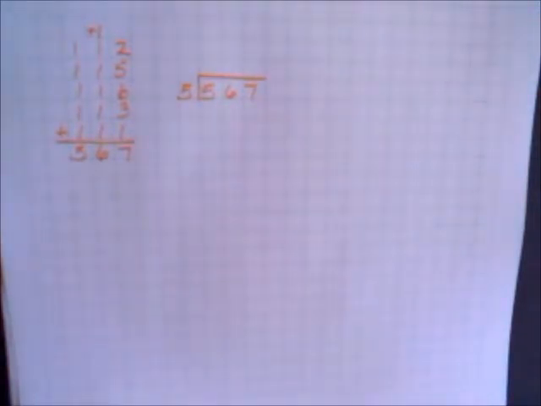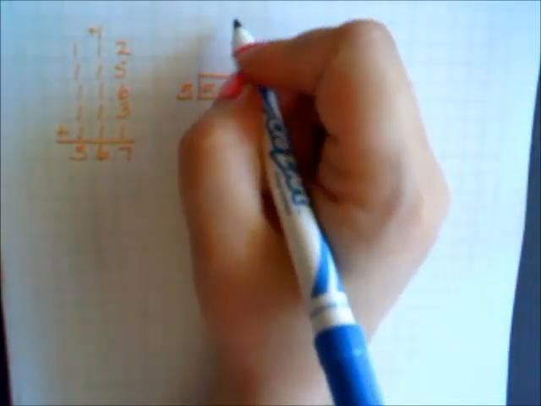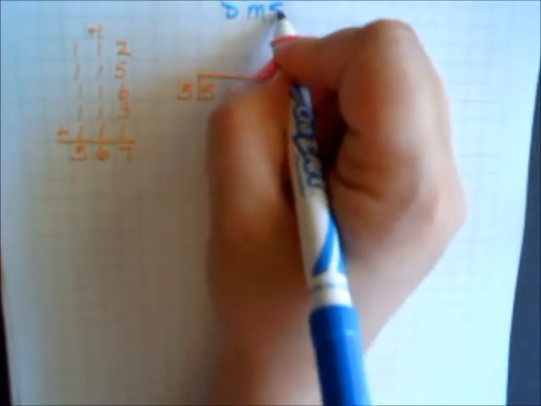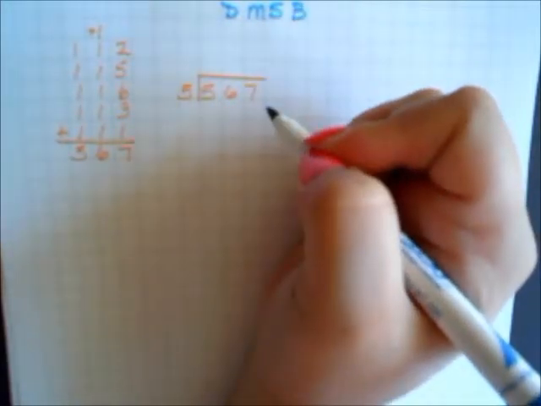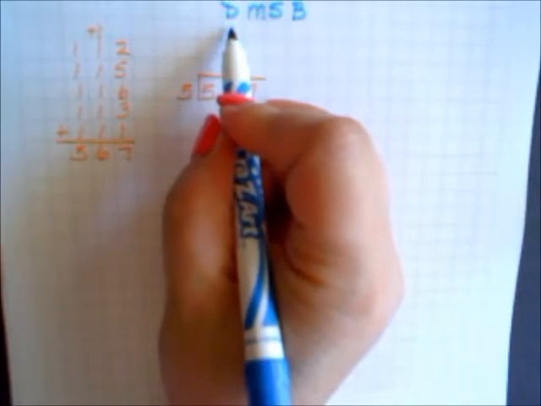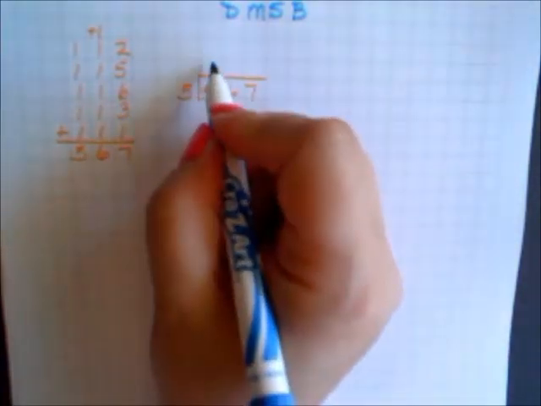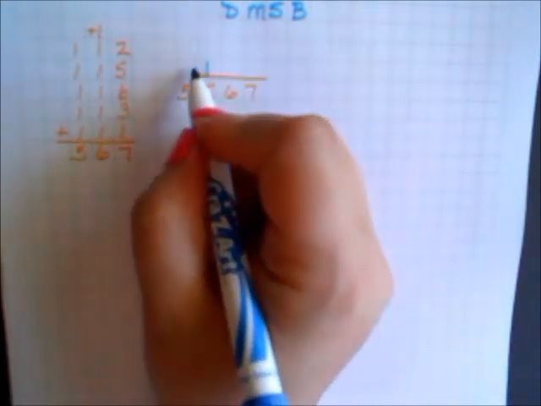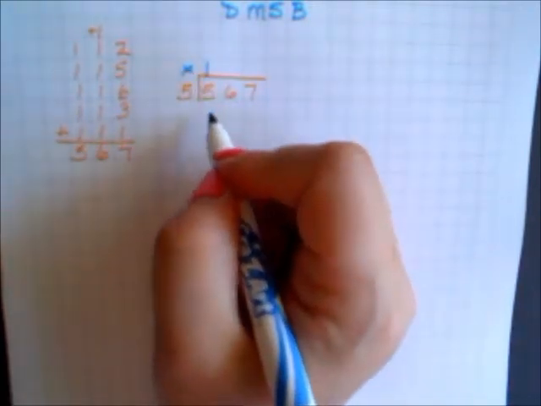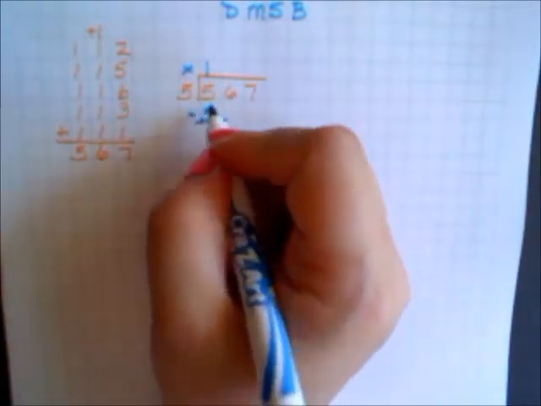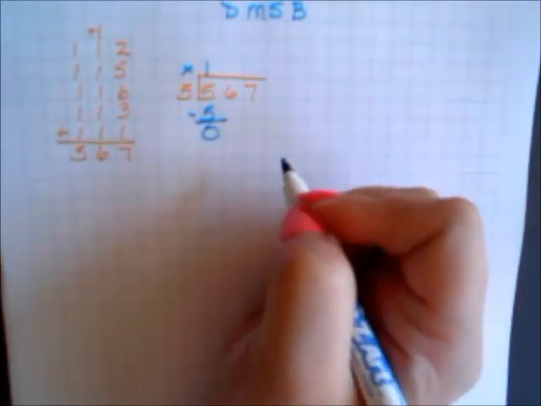Okay, so let's get out my other marker here. We're going to use again our DMSB loop, right? So our first step is to divide. 5 goes into 5 how many times? Once. Our next step is to multiply. 1 times 5 is 5. Subtract. 5 minus 5 is 0.